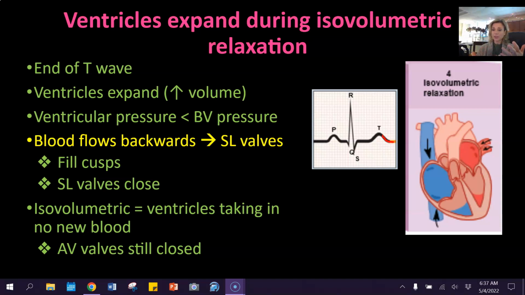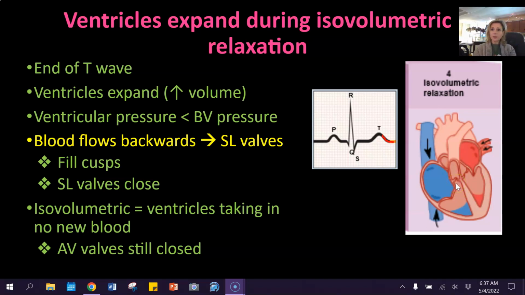Here we have ventricular diastole. We're coming upon the end portion of our T wave. And so our ventricles are relaxing and they're expanding. And if the container, the ventricles, are expanding, that means that the volume is increasing. And if you increase the volume, you decrease the pressure. The pressure in this phase is not lower than the atria, so these AV valves are going to remain closed. And still we're going to have our SL valves closed.